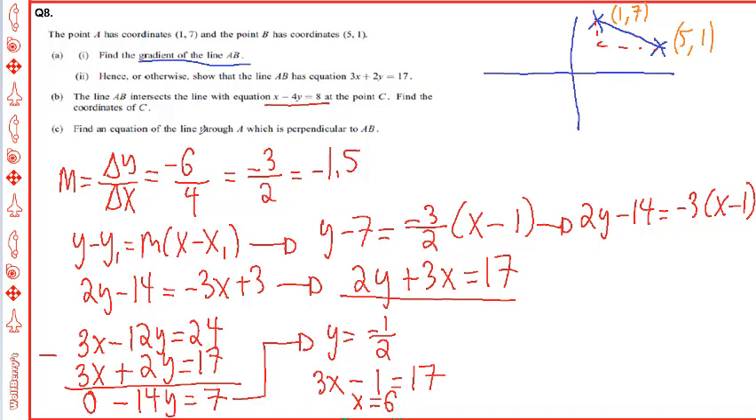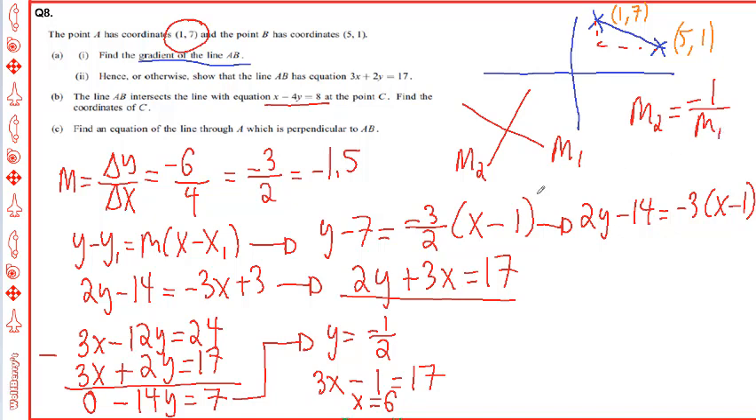The final part of the question says find an equation for the line through A which is perpendicular to AB. Now point A is that point there, 1, 7, and when two lines are perpendicular, if this is M1 and this is M2, then M2 is equal to minus 1 over M1. Our first M was minus 3 over 2. Put minus 3 over 2 in there, it gives you positive 2 over 3.